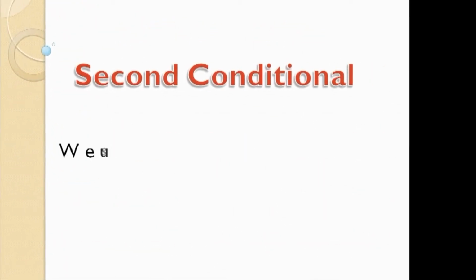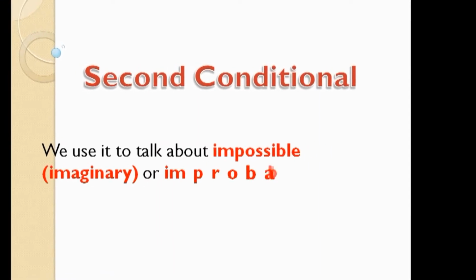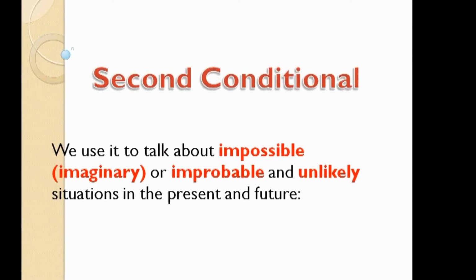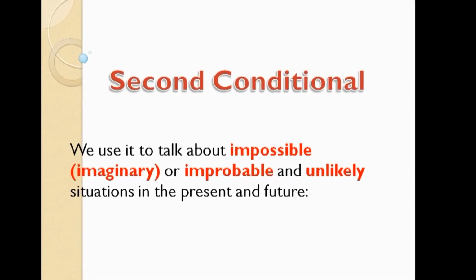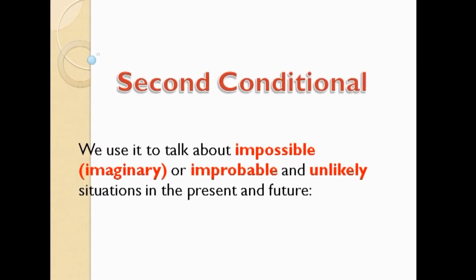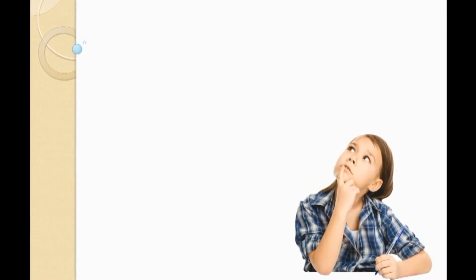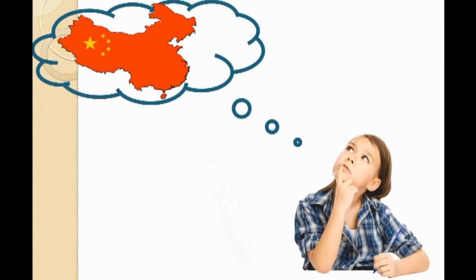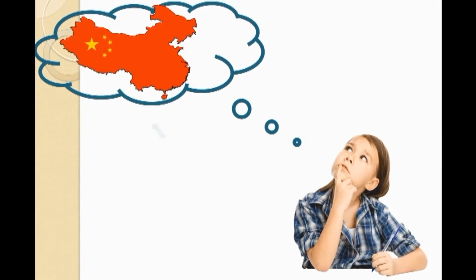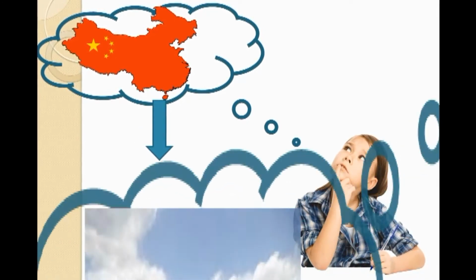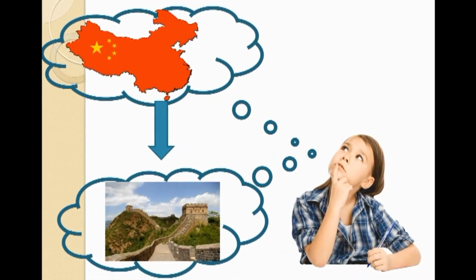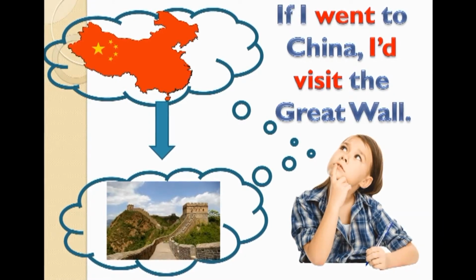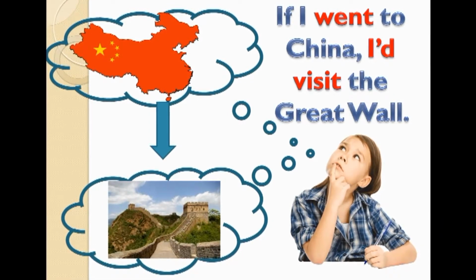So basically, we use the second conditional to talk about the impossible, imaginary, or improbable and unlikely situations in the present and future. Now let's take a look at some other examples. Here you've got a young girl fantasizing about visiting China and imagining what she would do if she visited China. Now perhaps she would visit a Great Wall. So the sentence goes, if I went to China, I'd visit the Great Wall.